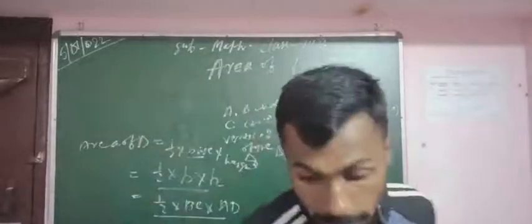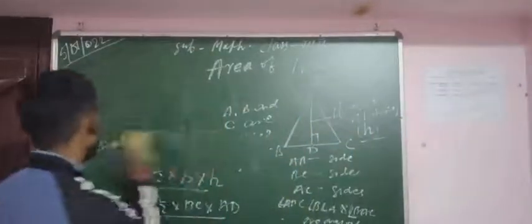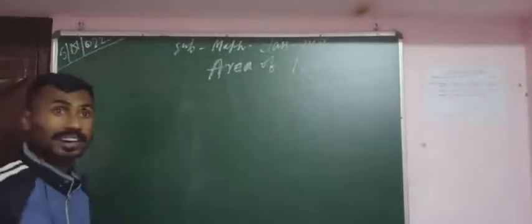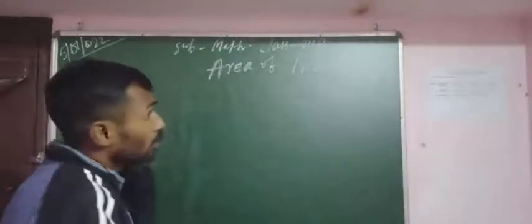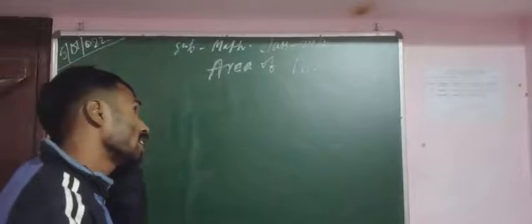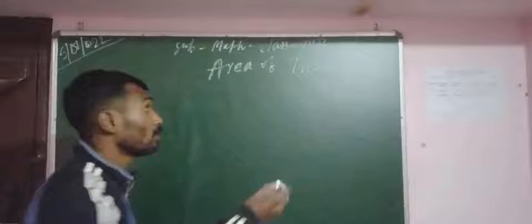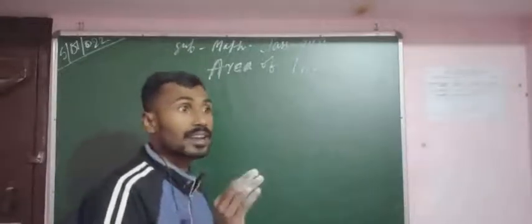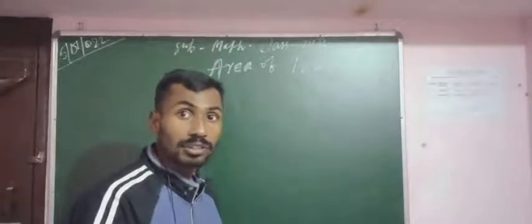Now look at this. To calculate the area of the triangle there are basically three formulas. Now look at this. As we know, there are two kinds of classification of triangles: one is on the basis of angles and one is on the basis of sides.